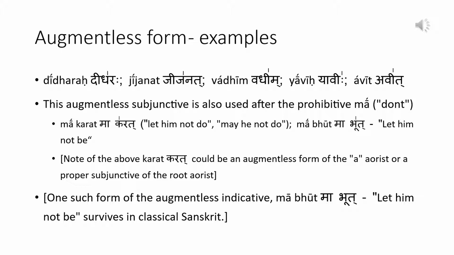Some examples are given here. The augmentless subjunctive is also used after the prohibitive ma, don't: ma karat, ma bhut, etc. One such form of the augmentless indicative, ma bhut, let him not be, survives in classical Sanskrit.